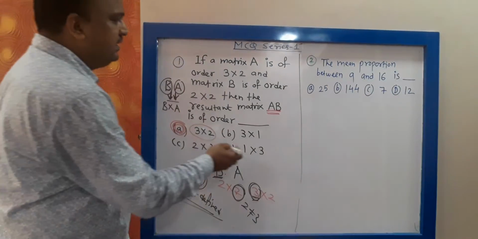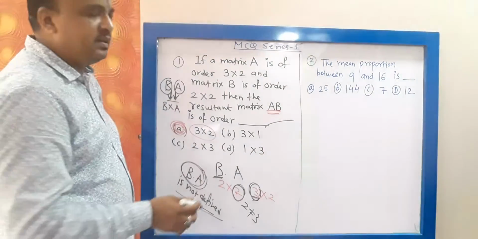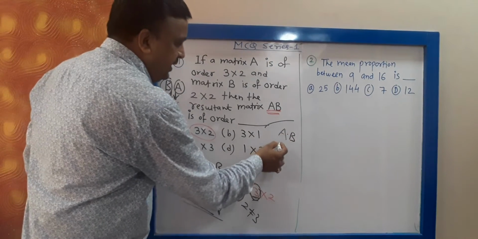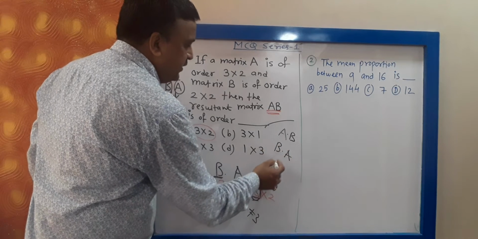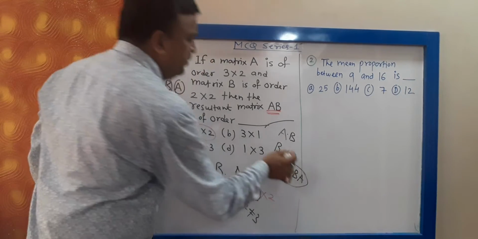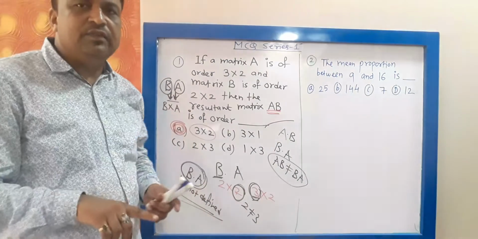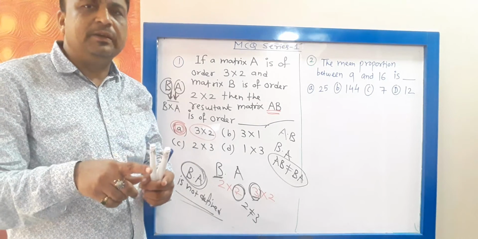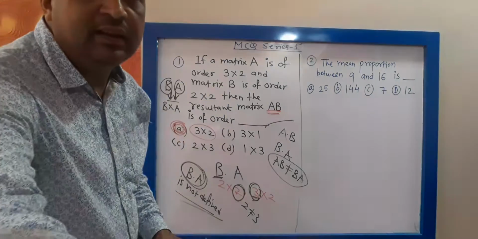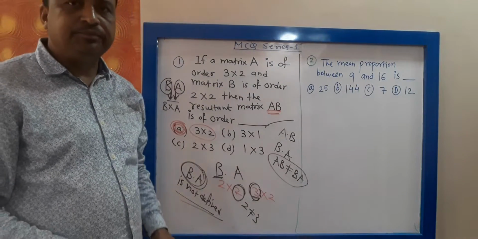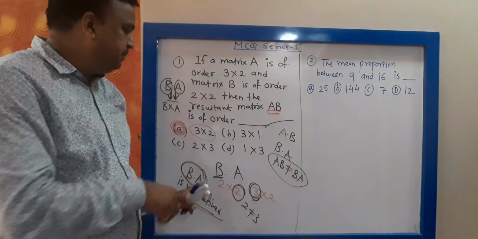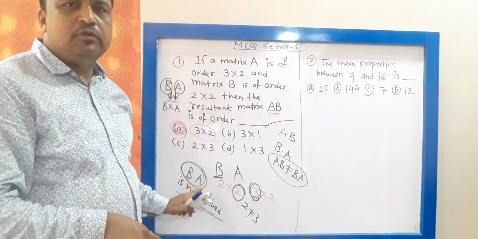So what we have seen in this? Now let us see the additional question. We have seen A dot B is defined, but B dot A is not defined. So AB is not equal to BA. In this question we have seen we can define AB, and we have found the order of resultant matrix AB, that is 3 by 2. But we cannot find the order of BA because B dot A is not defined.